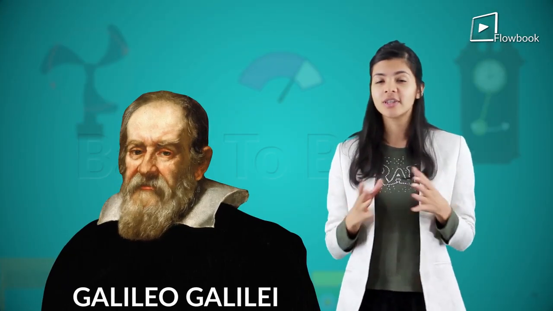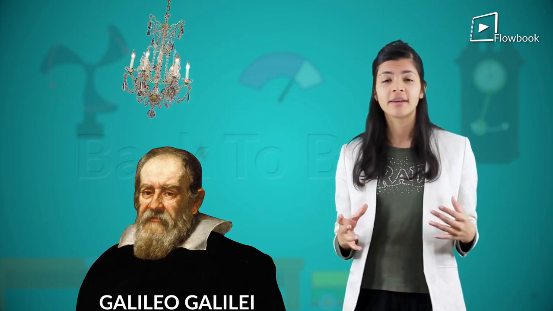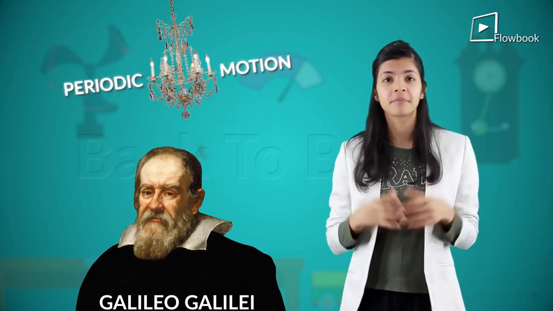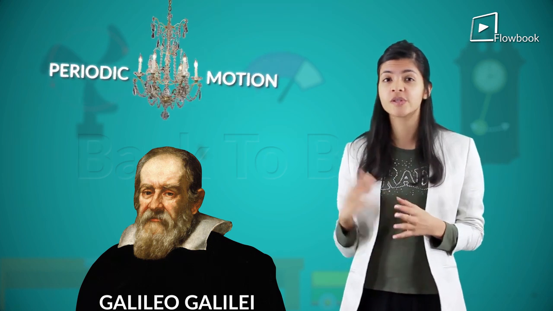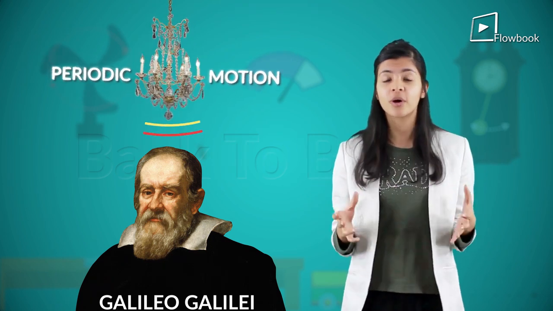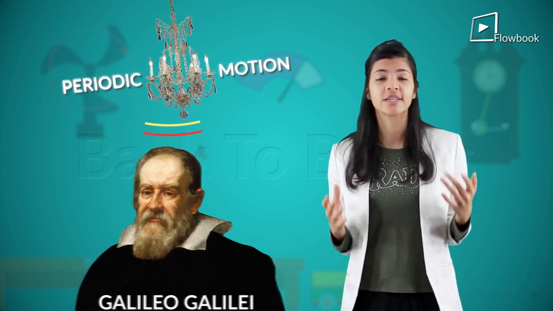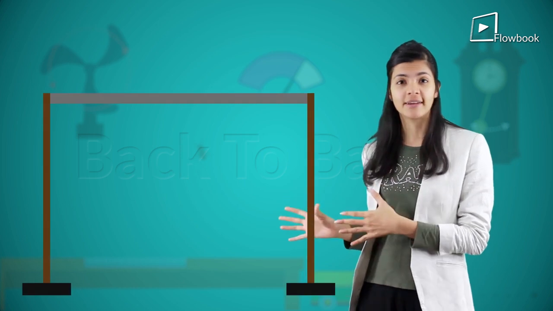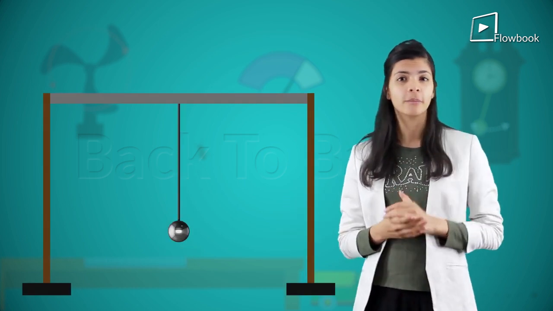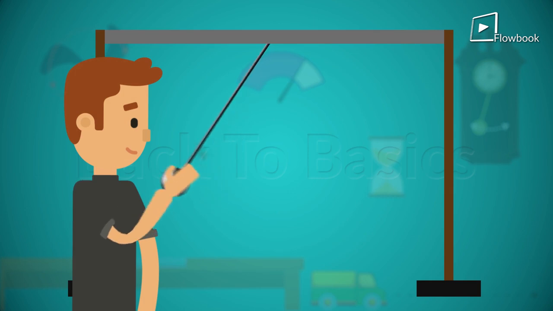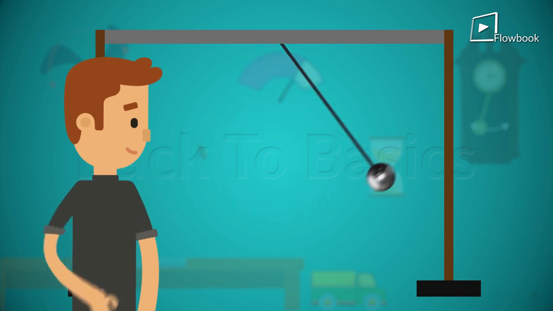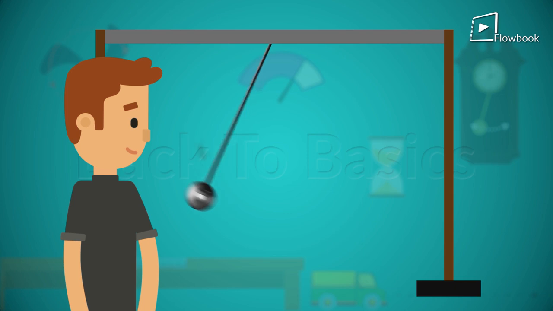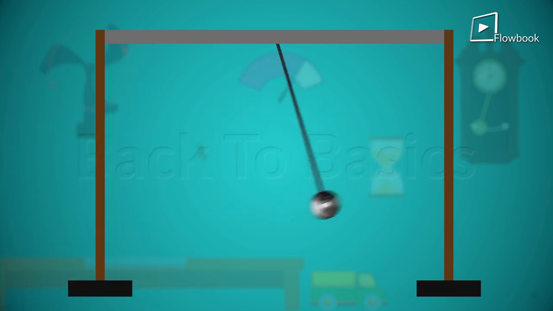Galileo Galilei once thought that the chandelier above his head resembled something that has periodic motion, that is, something which goes to and fro. One of the most well-known periodic motions is that of a simple pendulum. A simple pendulum has a rigid stand, a thread, and a metallic bob. Now, if you take a big metallic bob and release it from here without adding any force, it will definitely not hit your face, but goes to and fro like this.